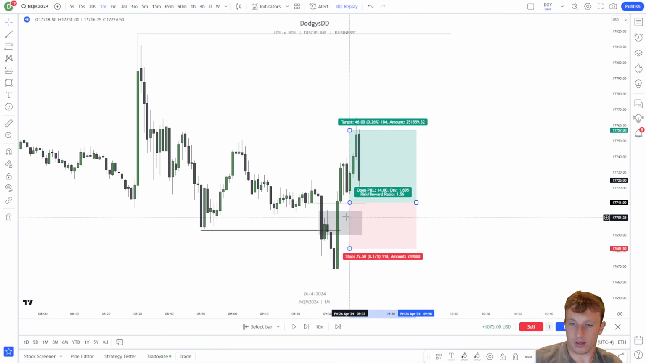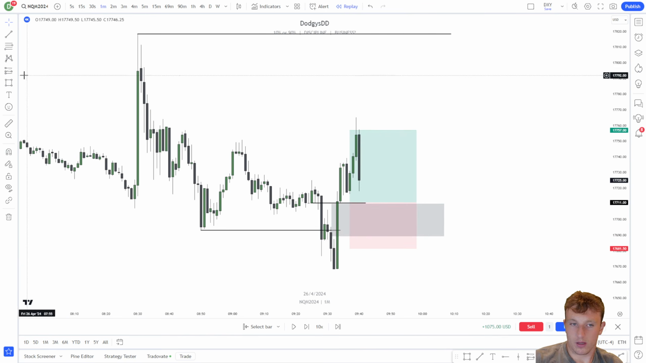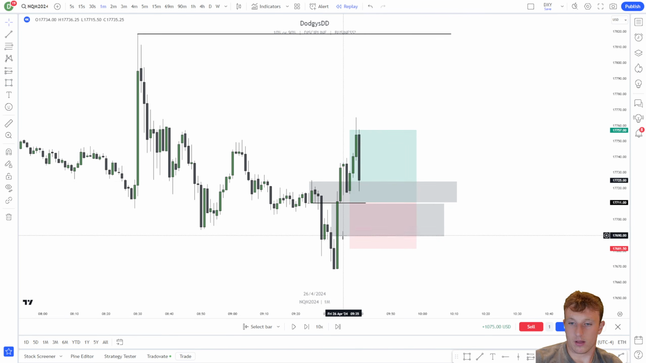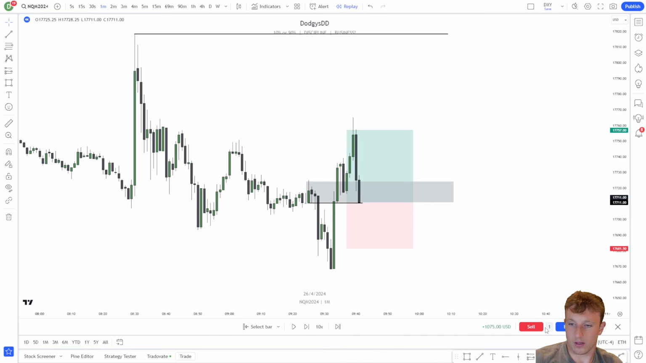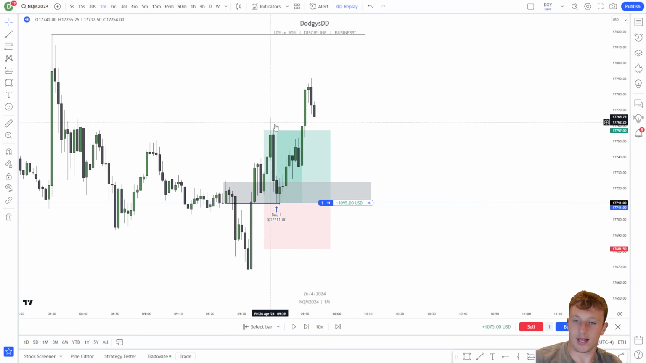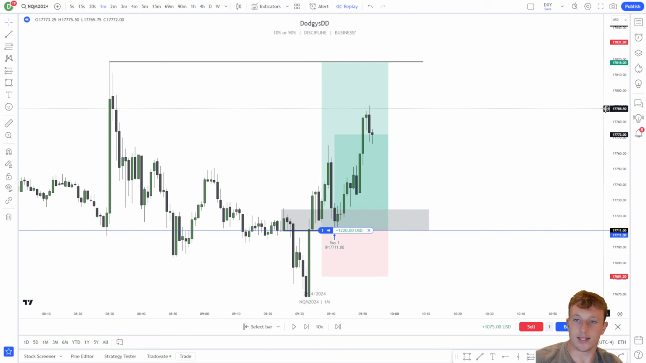So I might take an entry in this fair value gap, which also lines up with a breaker block right here. And that might be my trading plan. Even though it's not my trading plan, I might take a buy here at this breaker, and then I take a piece of the pie. Maybe I target data highs.